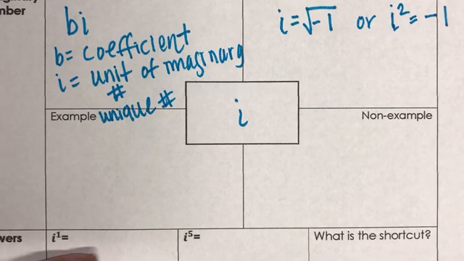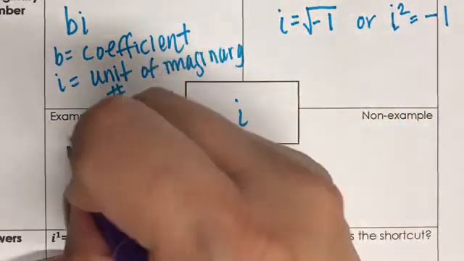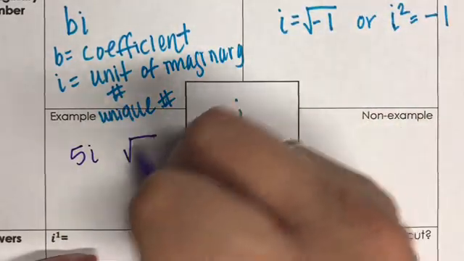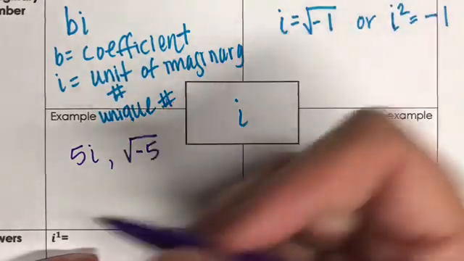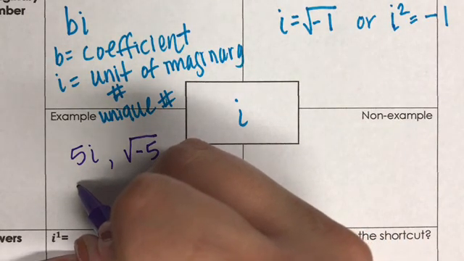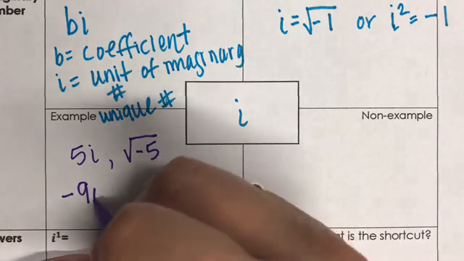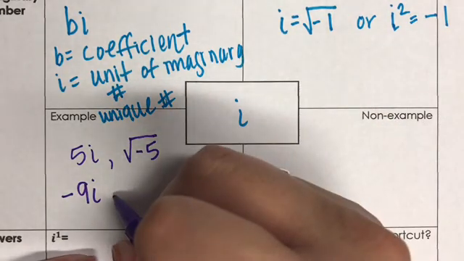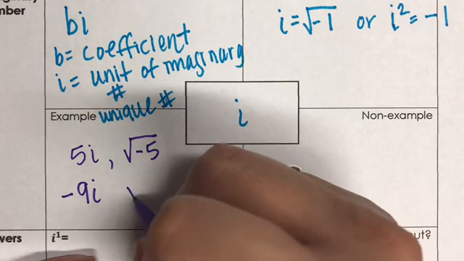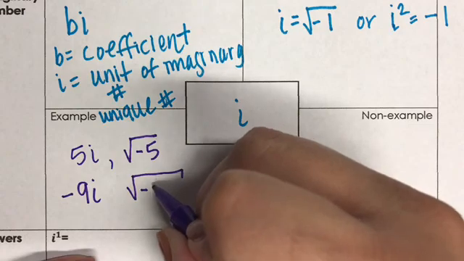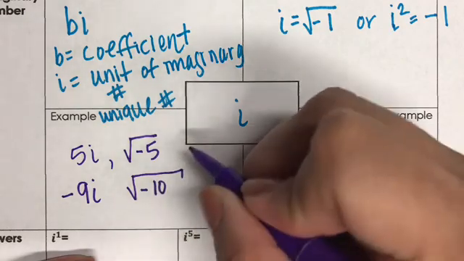Examples of an imaginary number, well, we can give you several examples, would be 5i, or the square root of negative 5, even. Let's say negative 9i, they can also be negative, and the square root of another negative number, let's say negative 100.